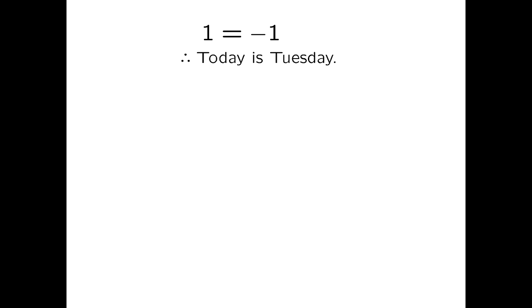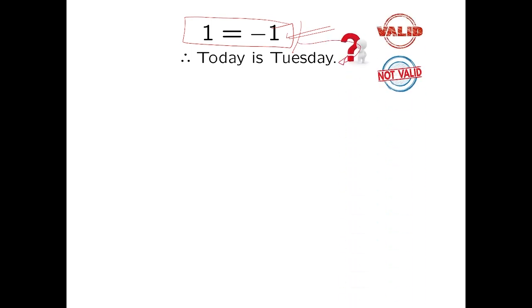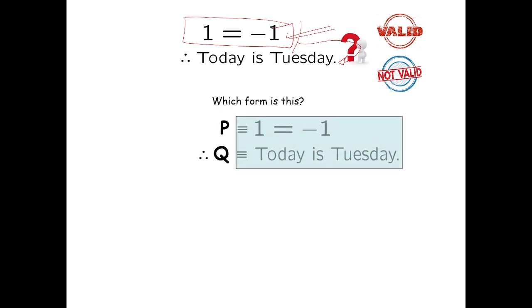With logic, 1 equals minus 1. So, today is Tuesday. This hypothesis is never true, but we don't care if it's true in real life. We assume that this is true. We make the assumption that all the hypotheses are true, and then try to deduce the conclusion. So this is valid, but the whole thing is not valid. Which form is this? P, so Q.